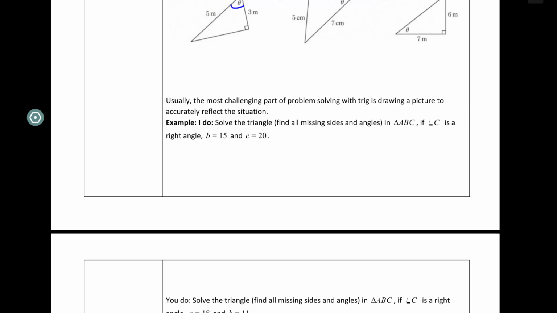And I want to write down the things that I know and that I don't know. So I don't know side A, that's one thing that's going to be missing. I also don't know angle B, and I don't know angle A.